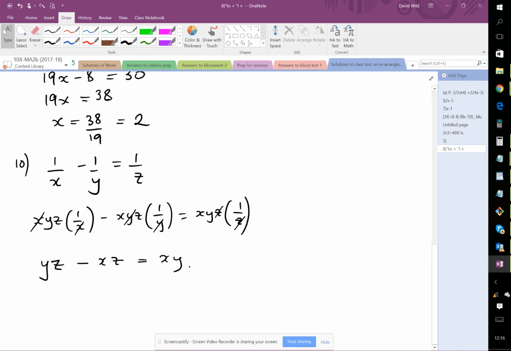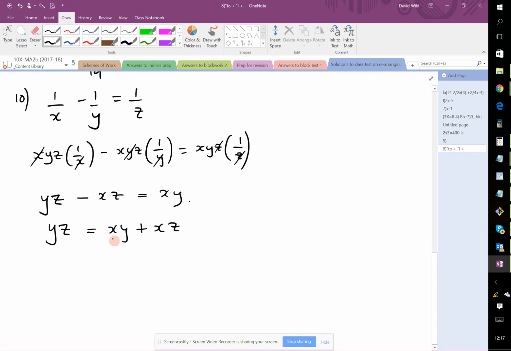Now we want to get the x terms together, so I'm going to add this xz to both sides. So yz is xy plus xz. Now they're at least on the same side, and then I can factorize this. So x is common to both of these terms here. So this yz is x brackets y plus z. And now I'm going to divide both sides by y plus z. So x is yz divided by y plus z.